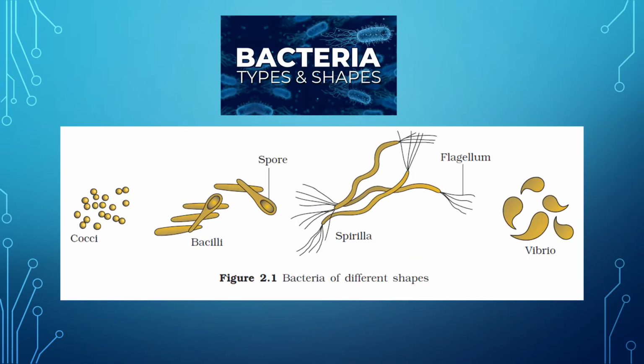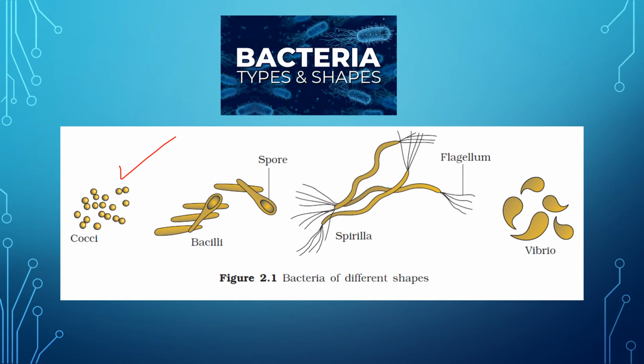Next, depending upon their shape, the bacteria are classified under four categories. The first one is called coccus. Coccus means the shape of the bacteria is spherical. Next, you call it bacilli. Here, bacilli means rod-shaped bacteria. Next one is spirilla. Spirilla means they are spiral-shaped structures, and hence the name spirilla. You call it spirillum as well.